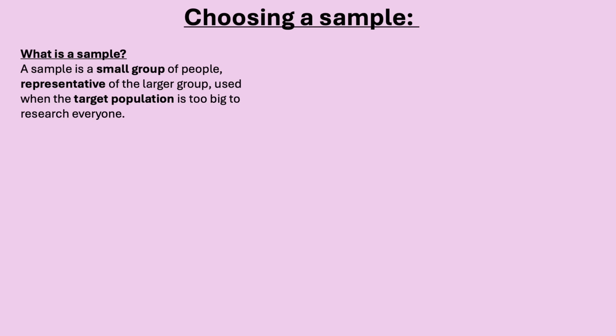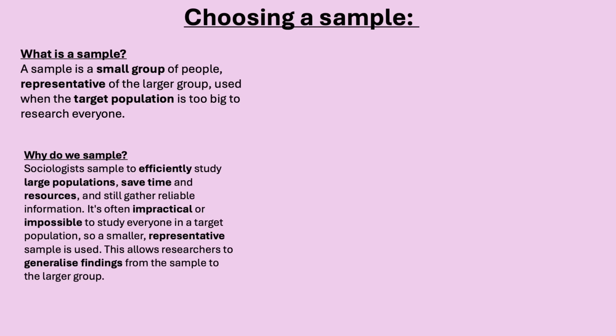When performing research, we also need to choose a sample. A sample is a small group of people who are representative of a large group, used when the target population is too big to research everyone. And why do we sample? Sociologists sample to efficiently study large populations, save time as well as resources, and still gather reliable information. It's often impractical or impossible to study everyone in a target population, so a smaller representative sample is used. This allows researchers to generalize findings from the sample to a larger group.